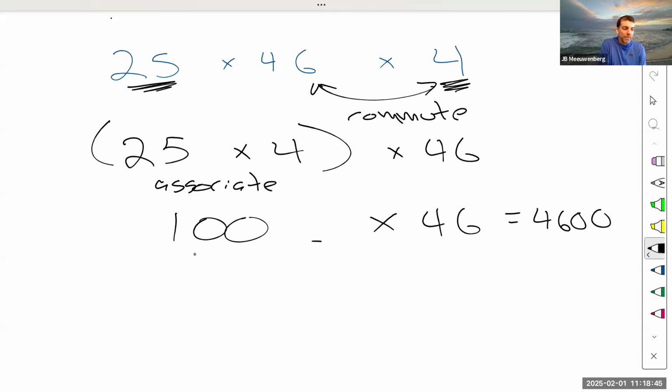4,600. Remember that idea we talked about earlier in another video: multiplying by 10 shifts the 4 and the 6 over one spot. If we multiply by 100, it's really shifting them over two spots. So we end up with two other zeros, 4,600. So what you can see there is we can utilize commutative properties and associative properties to make our problems a little easier to do.